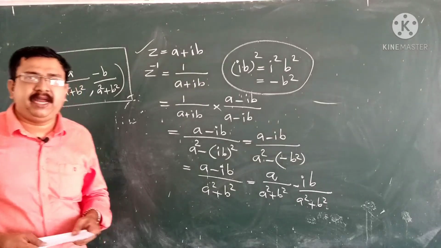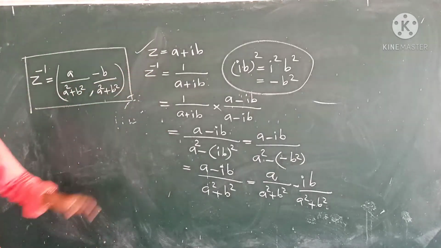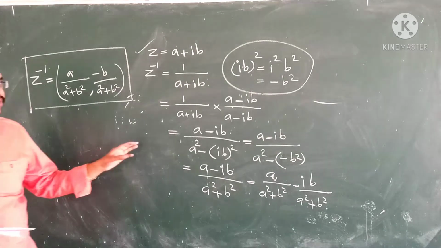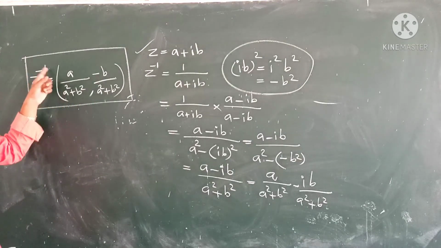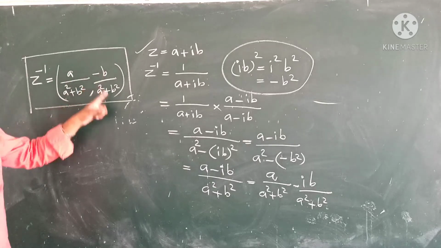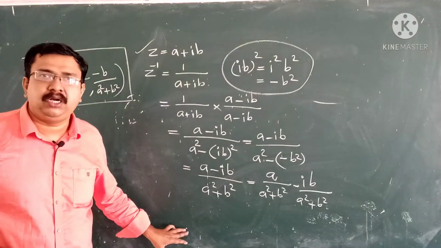Okay, what is the idea? Please write it down in your notebook. Here we are finding the multiplicative inverse of any non-zero complex number. That is, z inverse is equal to (a by (a square plus b square), minus b by (a square plus b square)). Please write it down in your notebook.